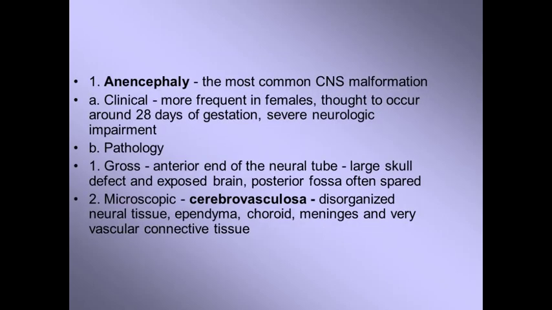Anencephaly is the most common CNS malformation. It is more common in females, thought to occur around 28 days of gestation, with severe neurological impairment. Pathologically speaking, grossly there is failure of the anterior end of the neural tube, a large skull defect, exposed brain, and the posterior fossa is often spared. Microscopically, there is area cerebrovasculosa, disorganized neural tissue, ependyma, choroid, meninges, and perivascular connective tissue.